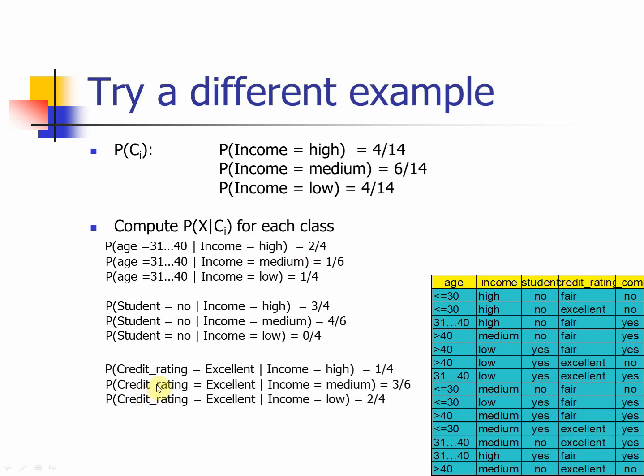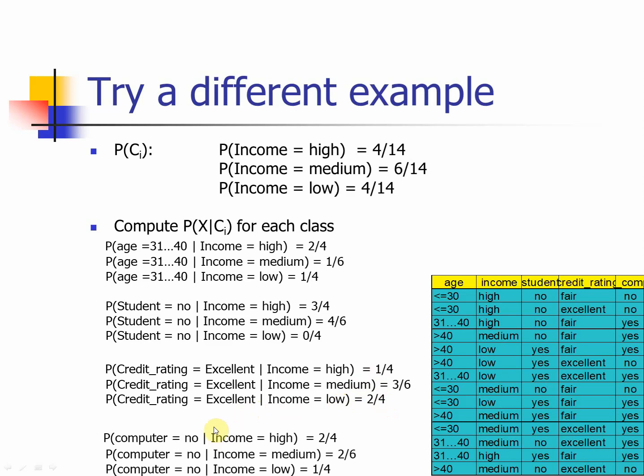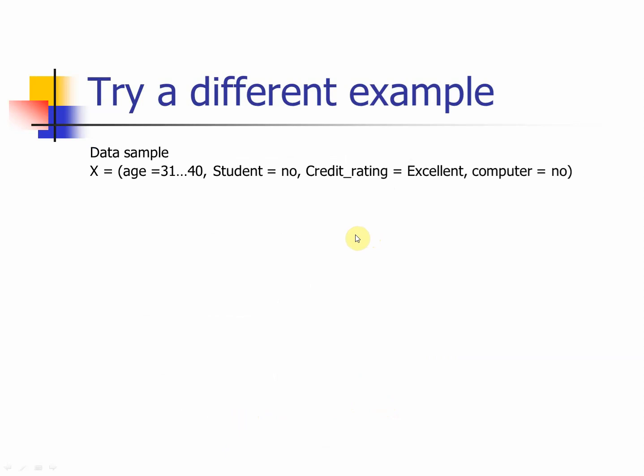So we want to do the same thing for the excellent credit. We try to look into that one, finding out there are 6 excellent credits, and we distribute them into high, medium, and low income. And we will do the same thing for buying a computer or not over here. So we have all the information that we need now, and all we need to do is simply calculate the probabilities for each hypothesis. And so let's do that.